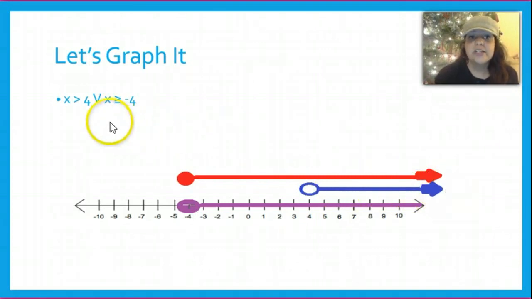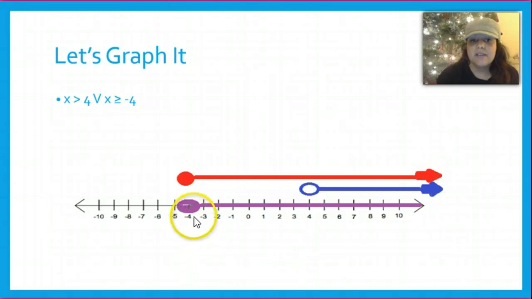And the second part of the disjunction is x is greater than or equal to negative 4. So that means I'm going to start on negative 4 with a closed circle, because remember this was equal to, so that means it can also be negative 4. And I'm going to shade in everything going to the right of the negative 4.